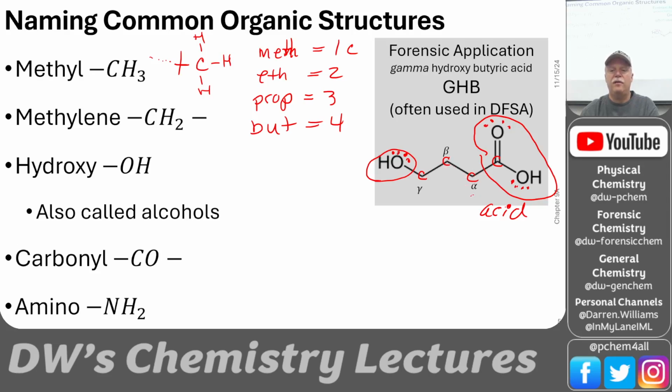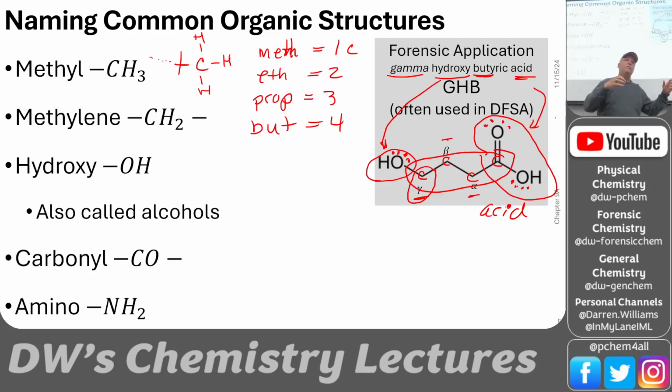keep track of things. We have the alpha carbon next to the acid group, the beta carbon, the gamma carbon. And on the gamma carbon, we have a hydroxy. So it's gamma hydroxy. So there's our hydroxy group. Butyric, so B-U-T, means there's 4 carbons. And then acid, that's the acid group. So this is how all of the organic molecules are put together by these common organic names and structures.